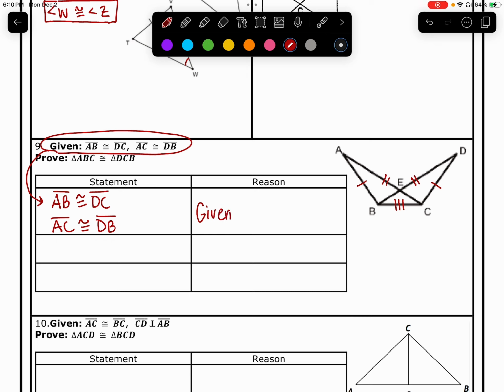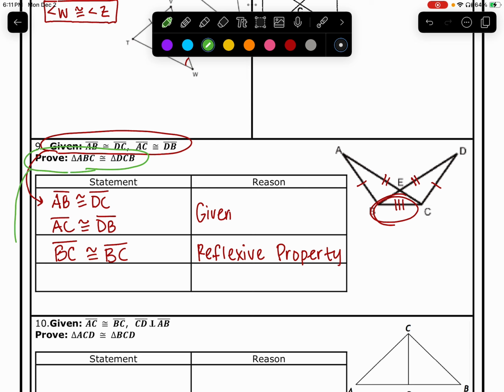All right, step two, we see here that I've marked it right here, that BC is congruent to BC, and that's because of the reflexive property. All right, and so the last bit is always going to be what you're trying to prove. So triangle ABC is congruent to triangle DCB. And the reason why we know that is because of the side, side, side postulate.